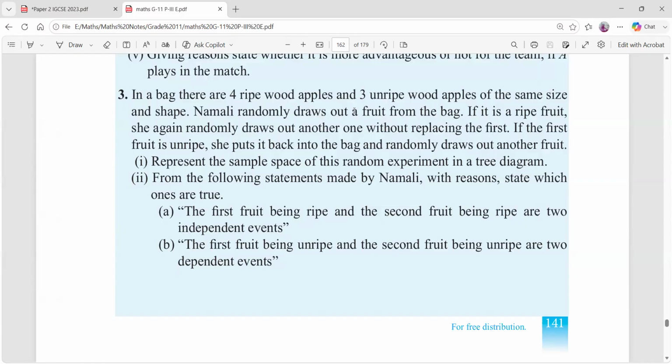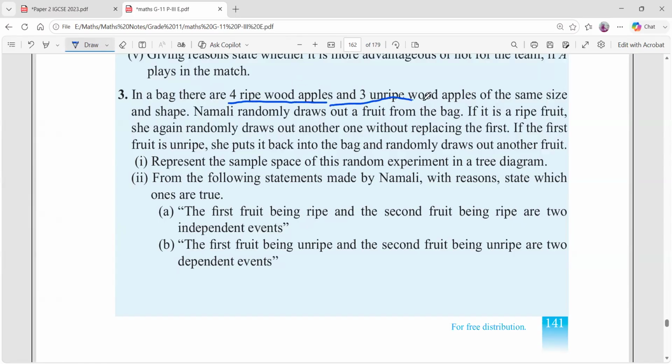In the bag, they are having 4 ripe wood apples and 3 unripe wood apples. Altogether, how many wood apples there? 4 ripe wood apples, 7. Good. Altogether, they are having 7 wood apples in this bag. Now, she draws a fruit from the bag. If it is ripe fruit, she randomly draws out another one without replacing the first one. Okay, try. I give you 2-3 minutes. Try first. After that we will discuss.